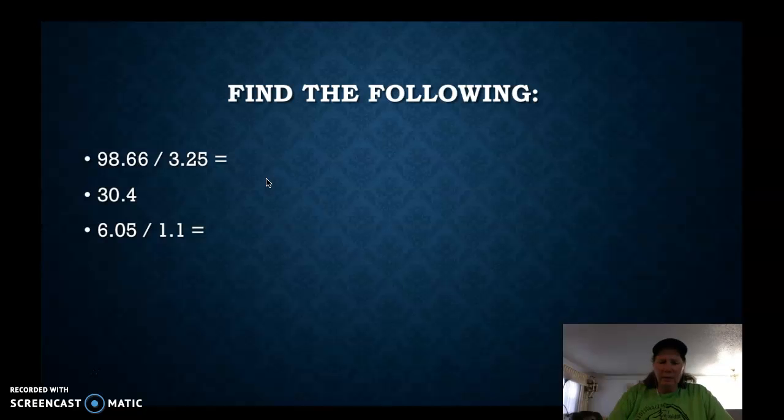Okay, here's another one, 6.05 divided by 1.1, and you get 5.5, which is nice because that's 2 significant figures. You don't have to do any rounding.